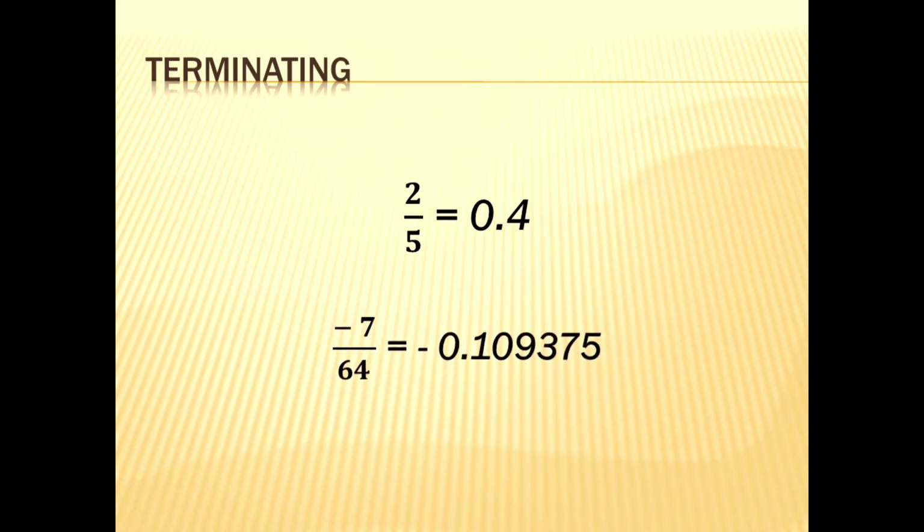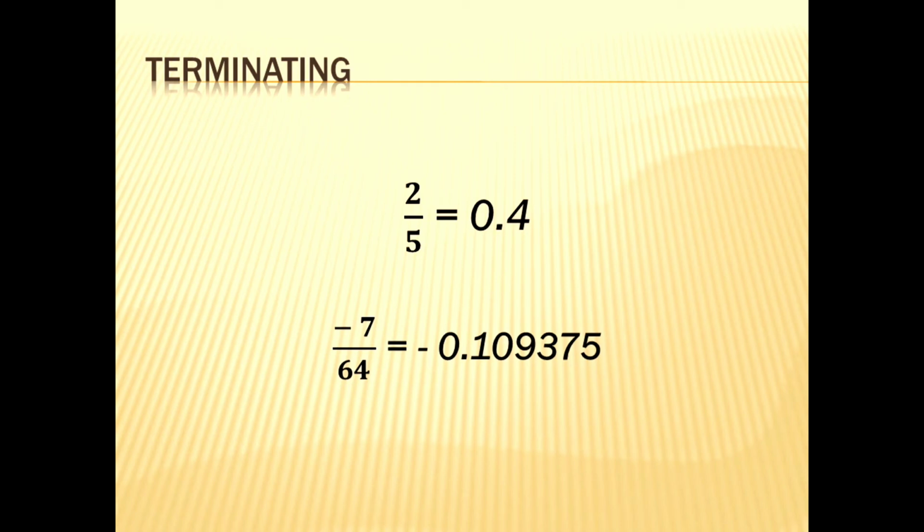Terminating decimal form. Let us consider one example, 2 by 5. If we divide 2 by 5, we get 0.4. That means the process of division ends. Or consider another example, minus 7 divided by 64, whose decimal form is minus 0.109375. In both examples, the process of division ends. That means while dividing, the remainder becomes 0. Such a decimal form is called a terminating decimal form.